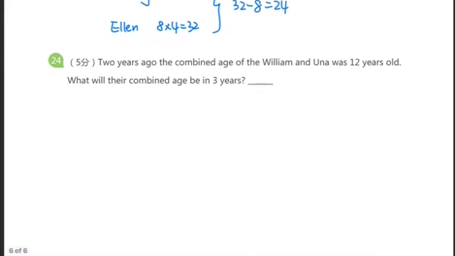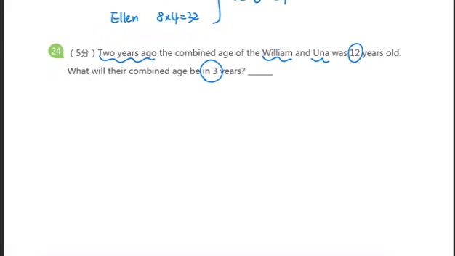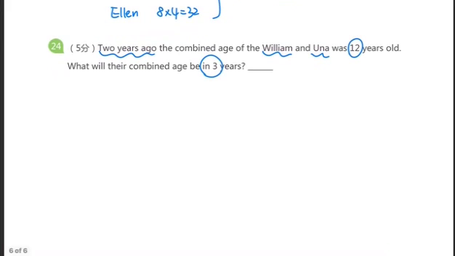2 years ago, the combined age of William and Una was 12 years old. What will their combined age be in 3 years? So here we're asking about the combined age. So we have 2 characters, and let's use the table method. So first let's write down Una and then William. And what we know is 2 years ago, the sum of them is 12 years old. And then let's see, how about now?